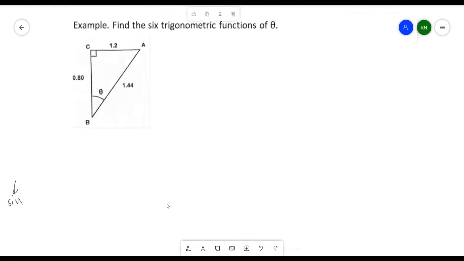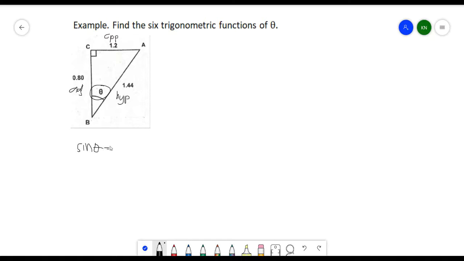Now let's move on to an example. Find the 6 trigonometric functions of theta from this right triangle. So we have our angle here. So meaning to say this is our hypotenuse, this is our adjacent, and this is our opposite. So we need to find our sine theta, we need to find the cosine theta, we need to find the tangent theta, and we also need to find the cosecant theta, the secant theta, and the cotangent theta.